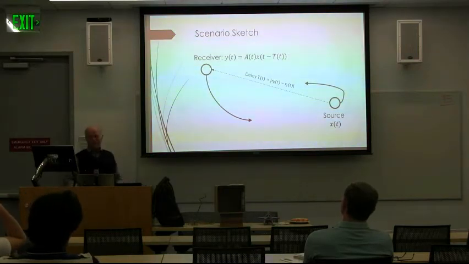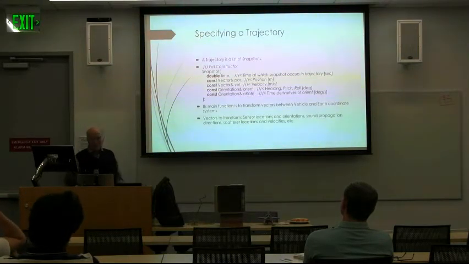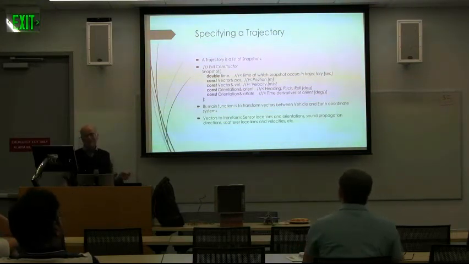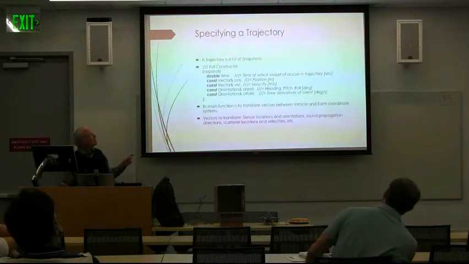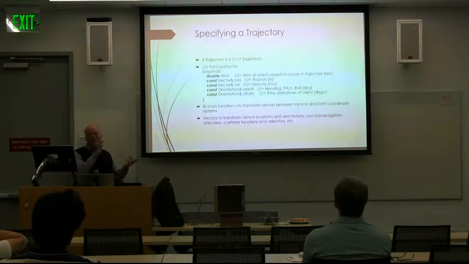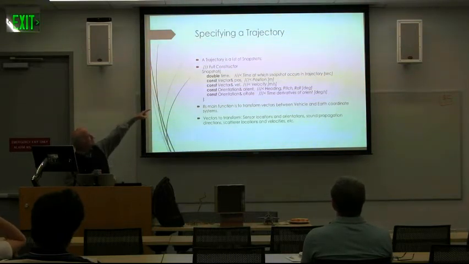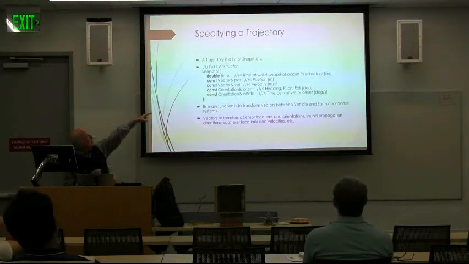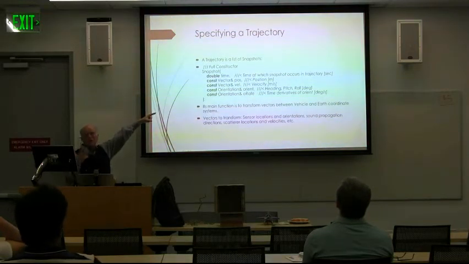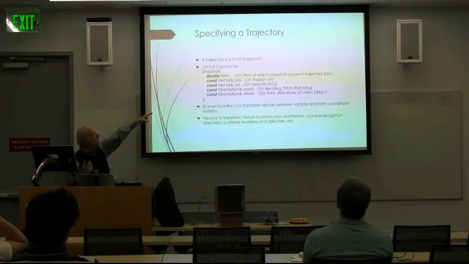And then, when you specify the trajectory, here's the way my software specifies a trajectory. A trajectory is just a list of snapshots, with a little bit of extra stuff. A snapshot is an object whose constructor looks like this. There's a time and a three-vector, that's its position, expressed in the Earth coordinate system. Another three-vector is the velocity.